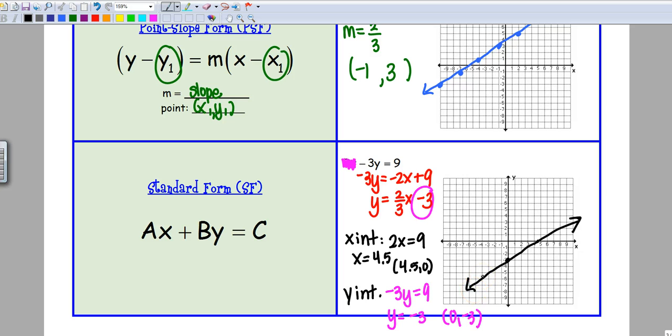Or if you prefer, move it to slope-intercept form and go up 2 over 3, up 2 over 3, up 2 over 3.